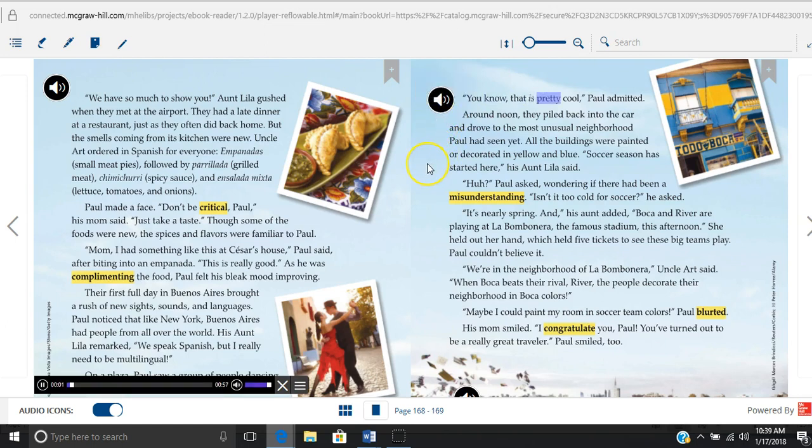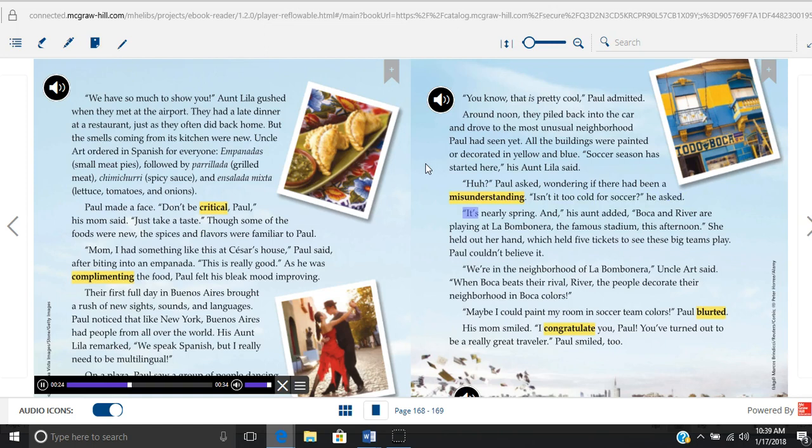"You know, that is pretty cool," Paul admitted. Around noon, they piled back into the car and drove to the most unusual neighborhood Paul had seen yet. All the buildings were painted or decorated in yellow and blue. "Soccer season has started here," his Aunt Lila said. "Huh?" Paul asked, wondering if there had been a misunderstanding. "Isn't it too cold for soccer?"